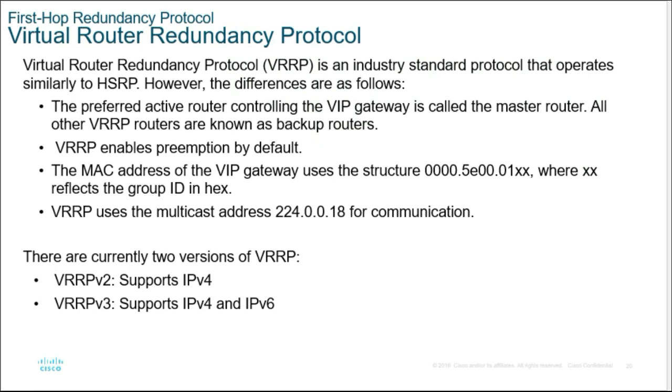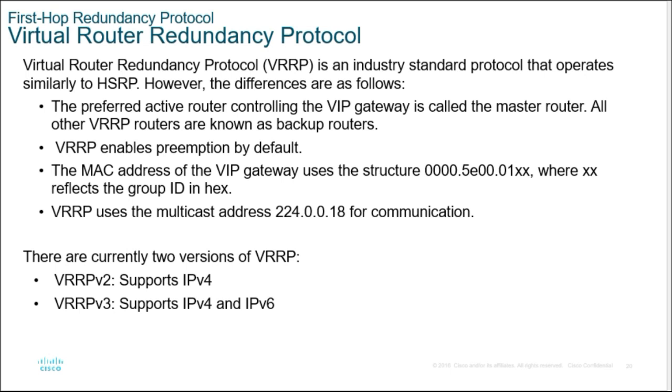Next, let's look at the second protocol in FHRP, which is VRRP or Virtual Router Redundancy Protocol. Compared to HSRP, this is an open standard, so it's suitable for all other vendors. In VRRP, instead of calling the operating router active, we call it master. And the other routers, instead of calling them standby, we call backup. Unlike HSRP, which doesn't support preemption by default, VRRP does enable preemption by default.